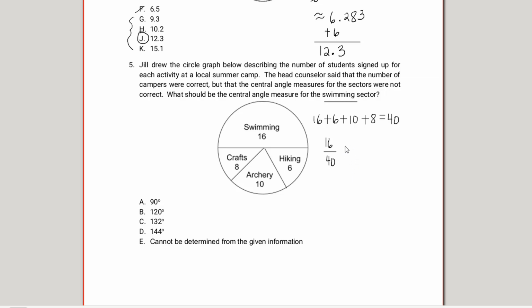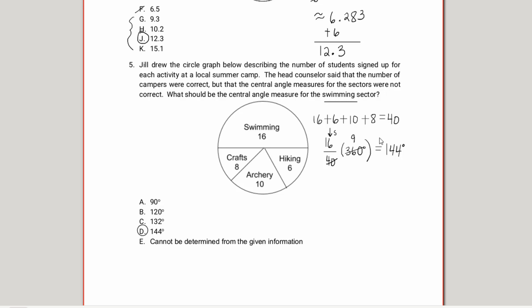Now, we want to figure out what should be the measure of that central angle. We know that a full circle is 360 degrees. So we'll take our proportion of what goes along with swimming and multiply that by 360. We can do some simplifying here, and we can say 16 times 9, and we get 144 degrees is represented by swimming, which is answer choice D.